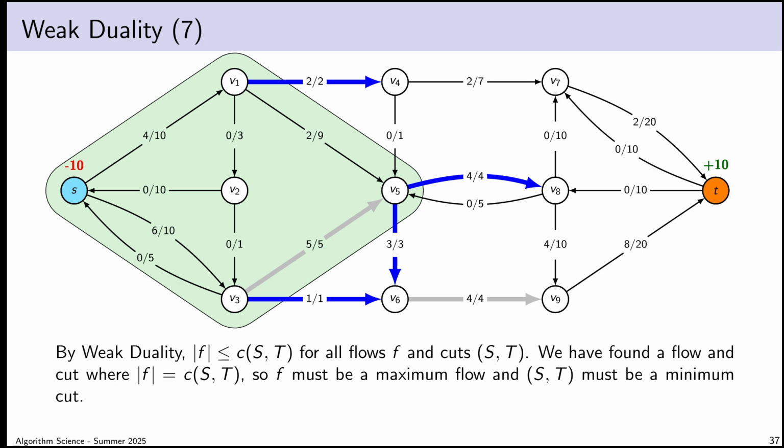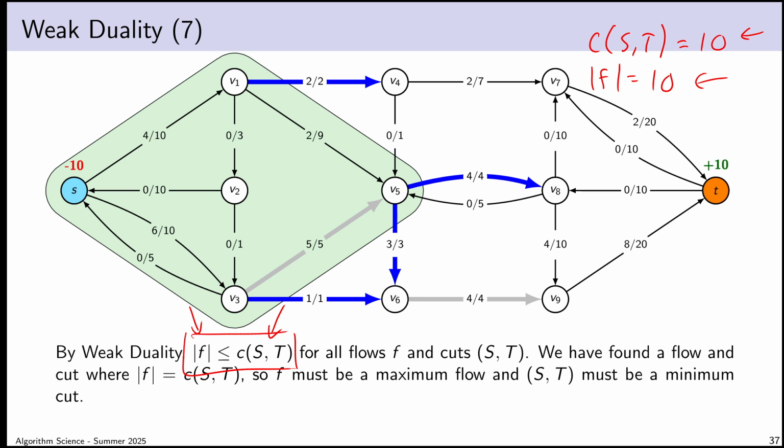By the weak duality theorem, because we know that the value of any flow is less than or equal to the capacity of any cut, the fact that I've found a cut with capacity 10 and a flow with value 10 means that this flow is maximum. There is no way I could ever find a flow with value 11, because weak duality tells me it's impossible. But it also tells me that this cut has to be minimum. There's no way I could ever find a cut with capacity 9, because weak duality says it's impossible.